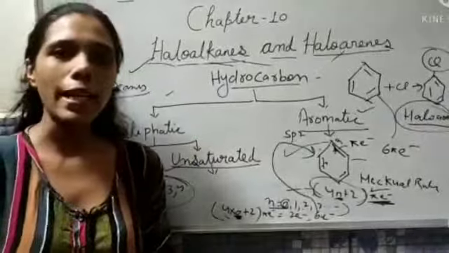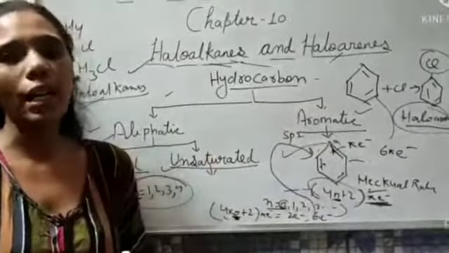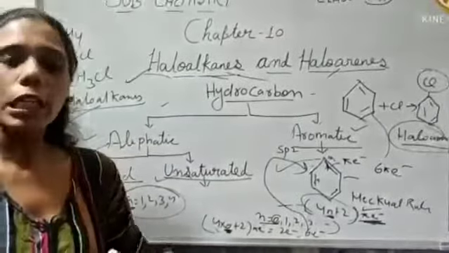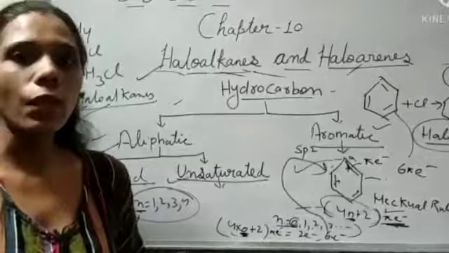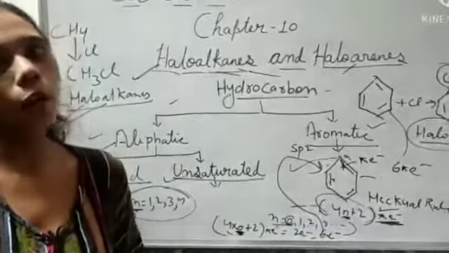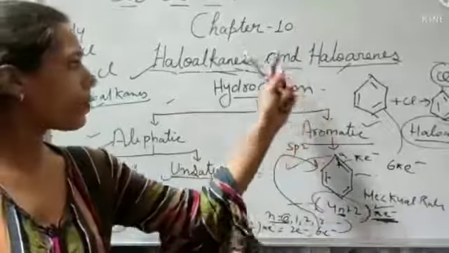So students, today we have discussed haloalkanes and haloarenes, and we have understood a basic idea about the chapter. In the next video, we will understand how to classify haloalkanes and haloarenes on the basis of the halogen group. We will be studying the classification.